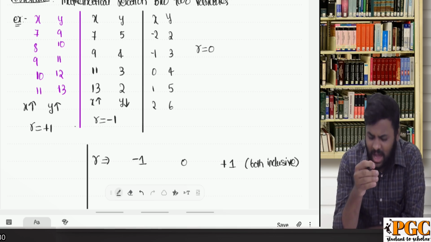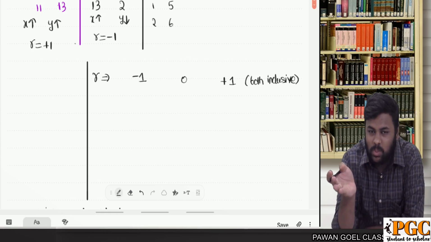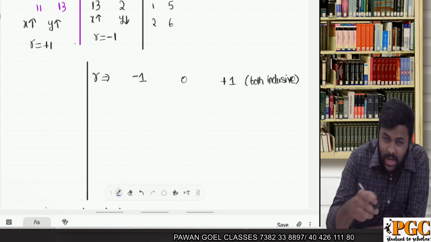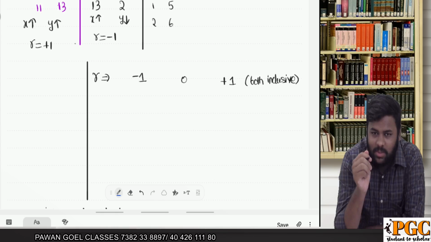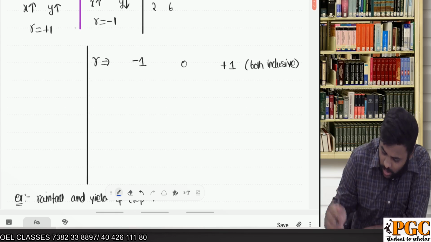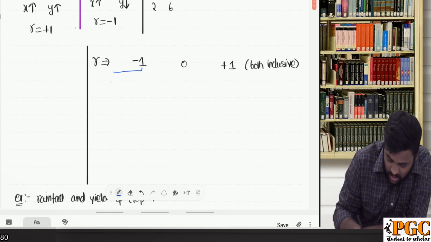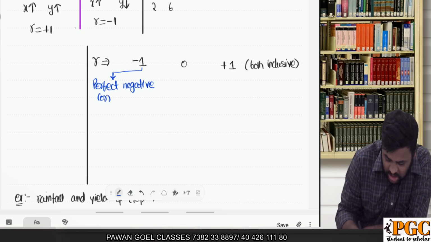Now, I am saying r, right? This r lies from -1 to +1, both inclusive. What do you mean by both inclusive? It means we are supposed to consider -1 as well as +1. Now, what do you mean by r being -1? R being -1, we call it a perfect negative correlation.